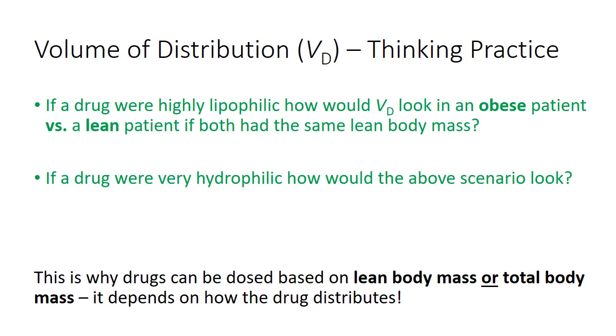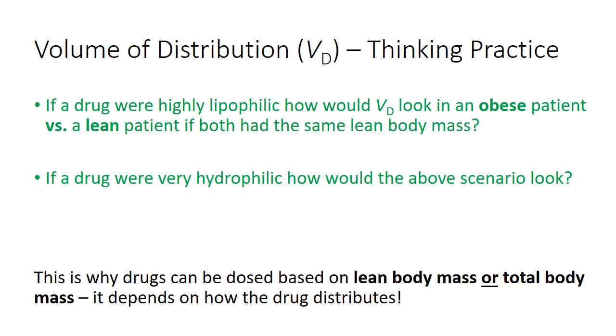Now, the next question is, what if the drug were hydrophilic? How would the above scenario look? If the drug were hydrophilic and you had two patients with the same lean body mass, but one of them is obese, how do you think the volume of distribution would look compared from one patient to the other one? So think about that and pause it and think about it. Okay, and now I'm going to answer that.